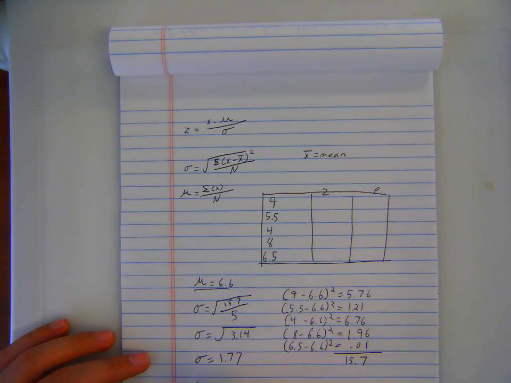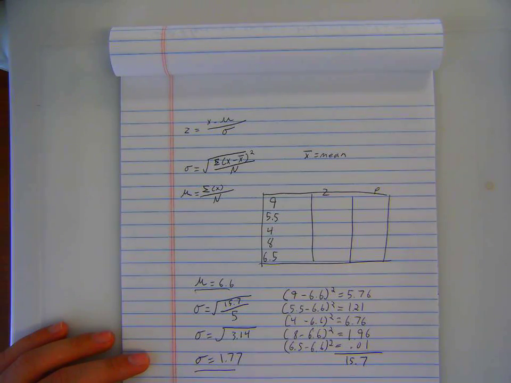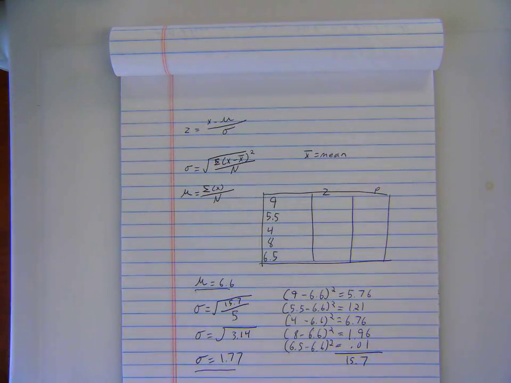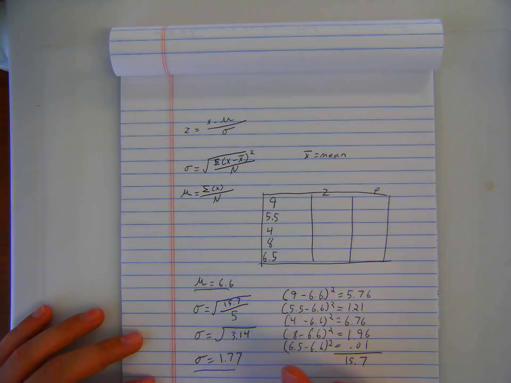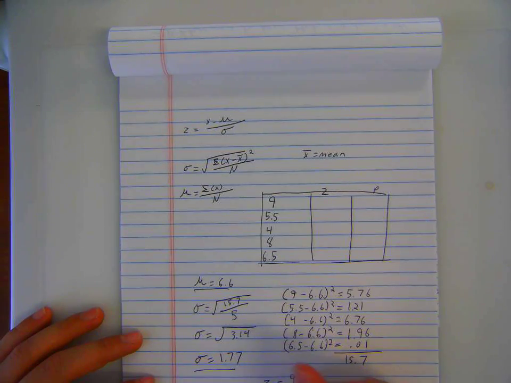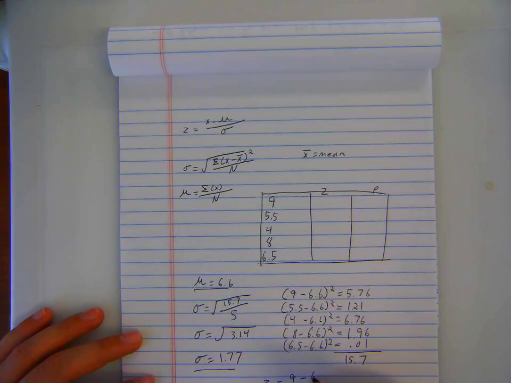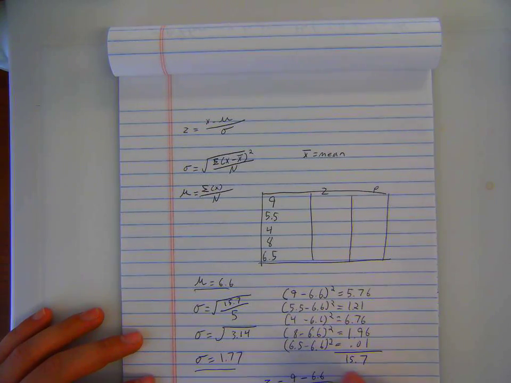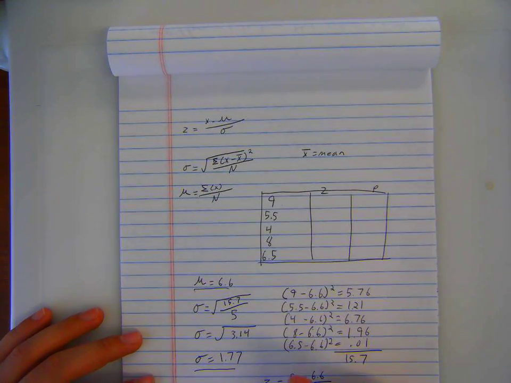Let's do the z-score. So I'm going to do the first z-score. I'm going to let y'all do the rest of the z-scores and turn it in with your homework. So the first one we have is 9. So let's plug it in. Z equals 9 minus the mean, again, 6.6, divided by standard deviation, 1.77. And then what we come up with is a z-score of 1.35.